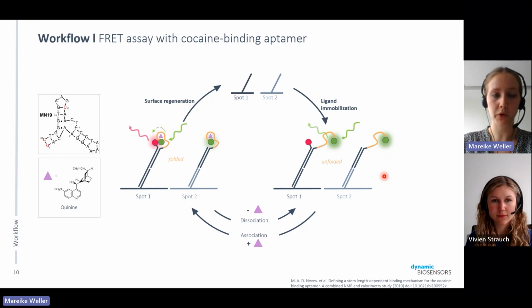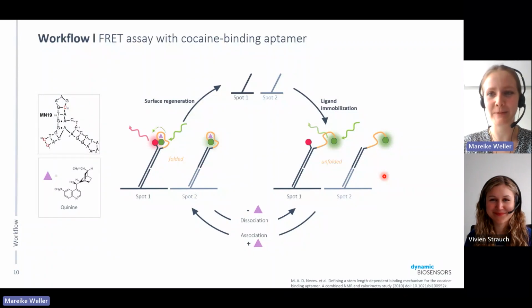The measurements were also done with an M19 cocaine binding aptamer and with quinine. You might wonder why it's called the cocaine binding aptamer, but we measure with quinine. The reason is that quinine was discovered to be a 30 to 40 times stronger off-target binder. And since it's also easier to get quinine, I will show you the following results of this assay.